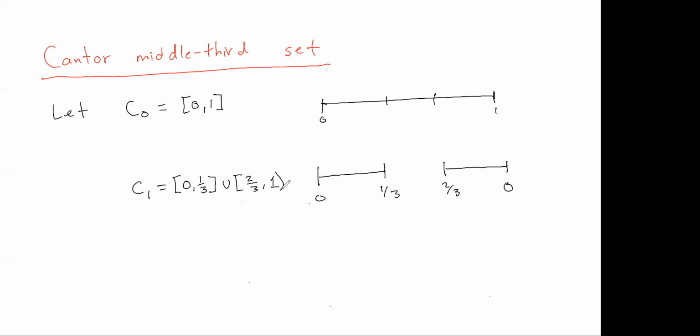And then to each interval, I'm going to repeat this process and erase the middle third again. So I'm going to end up with 4 intervals like this. I'll call that C2, etc. So what is going to be the Cantor set? So now define.